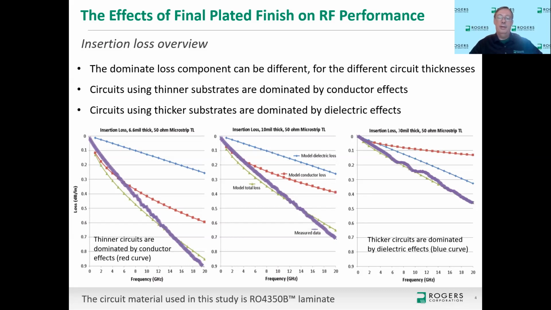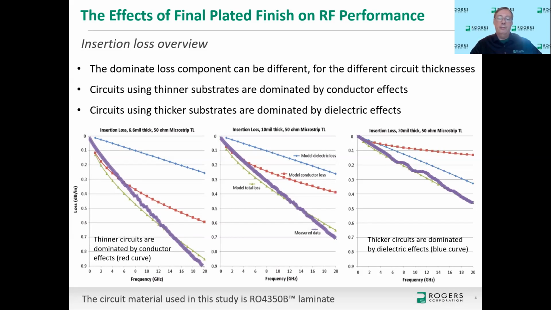What came out of that is something pretty dramatic, showing that a thinner circuit is dominated by the conductor loss effects, and a thicker circuit is dominated by dielectric loss effects. So I'll step through this real quick. The middle chart, I'll start with that because it has the legend. On the middle chart, the thick purple curve is the measured data, and that's going out to 20 gigahertz. At 20 gigahertz for a 10 mil thick material, which is a 50 ohm microstrip transmission line based on 10 mil 4350B laminate, I get an insertion loss of 0.7 dB per inch at 20 gigahertz.